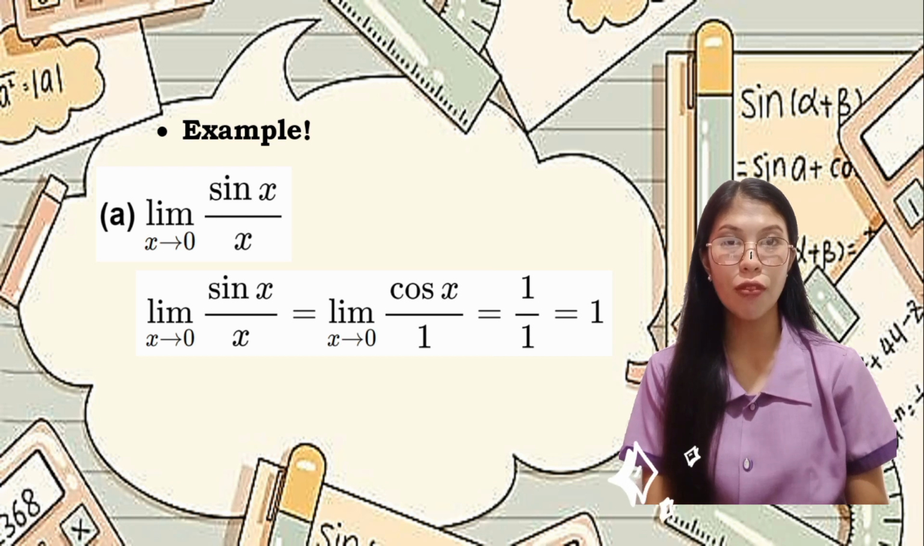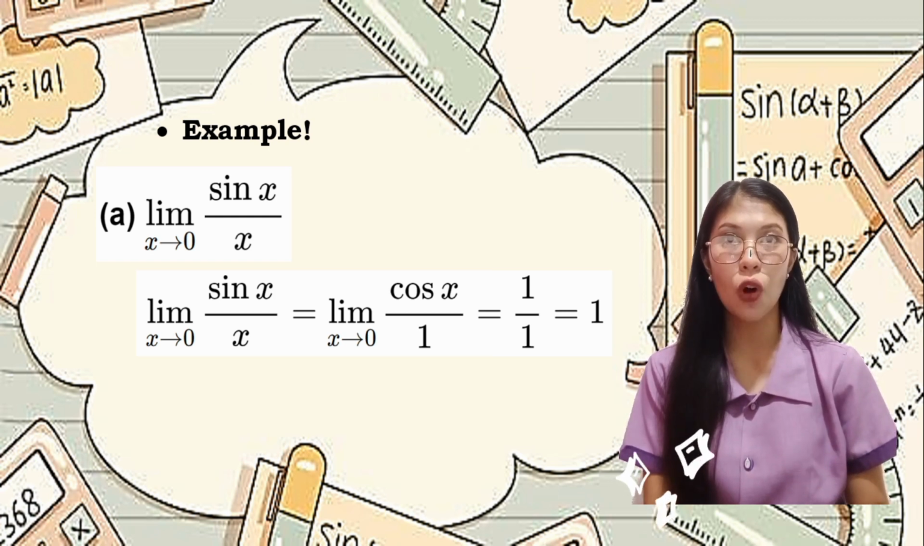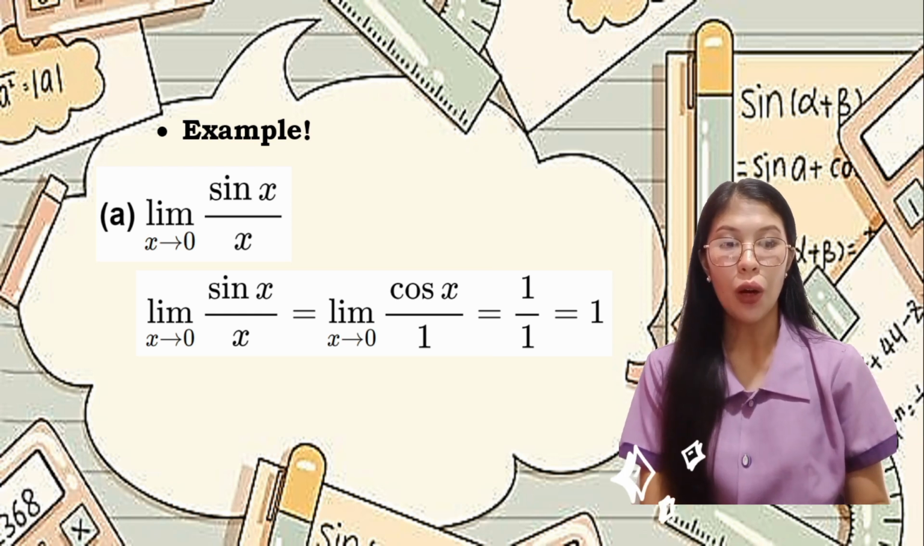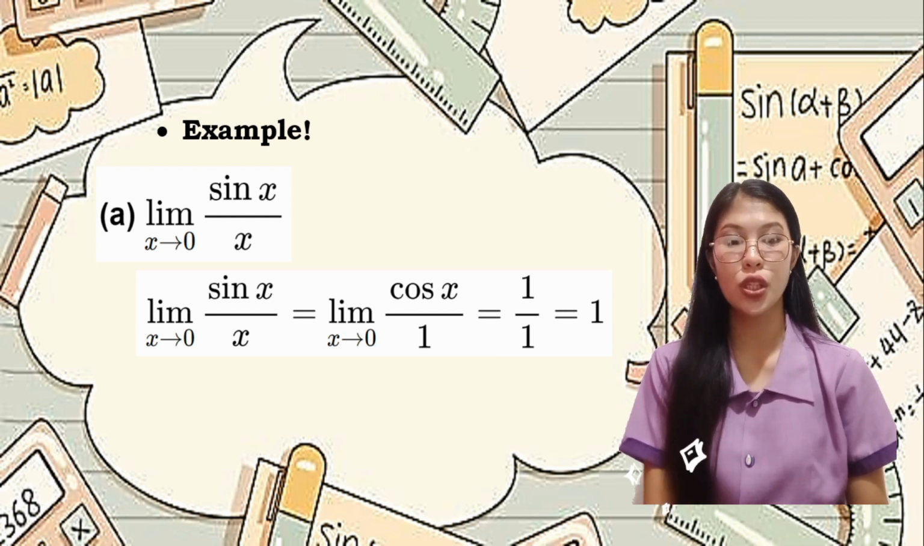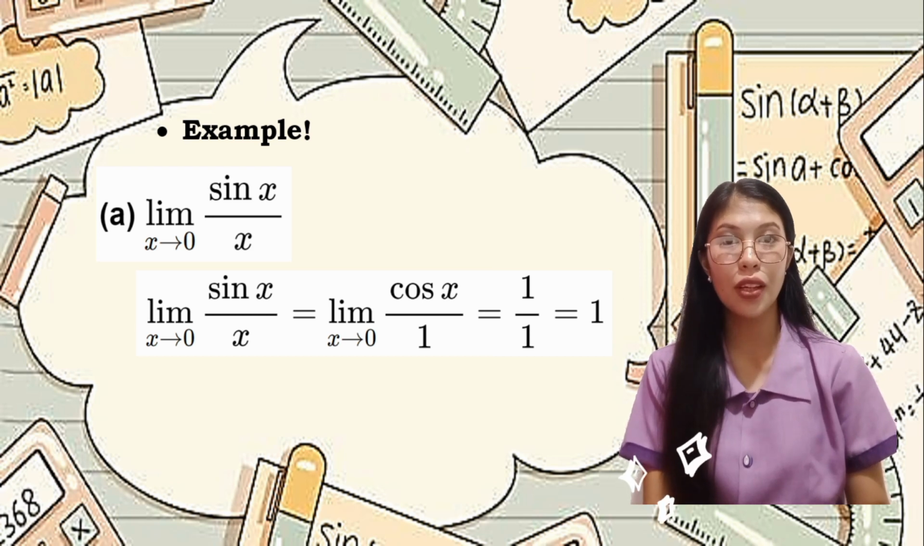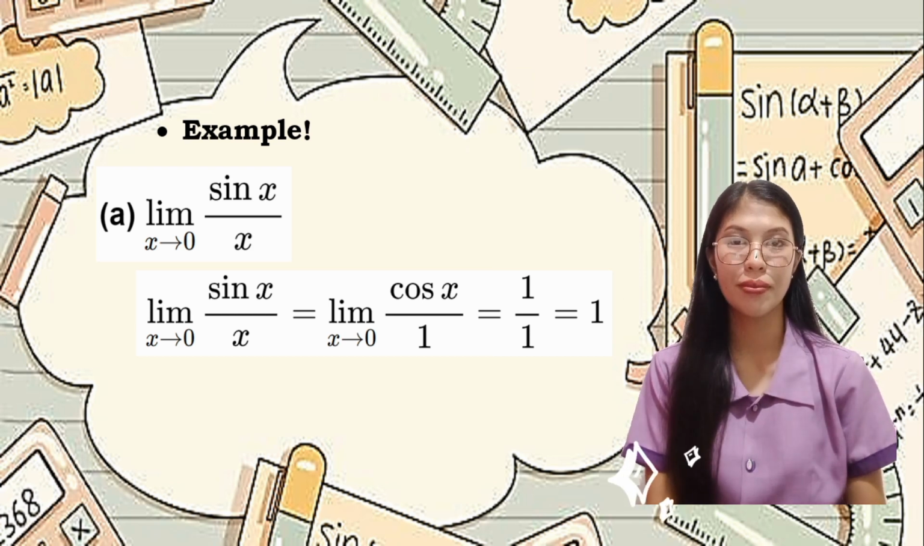So the derivative of our numerator is cosine x and the derivative of our denominator is 1. When we plug in our value of x, which is 0, we get 1 over 1, and therefore the limit of sine x over x as x approaches 0 when L'Hopital's rule is applied is equal to 1.